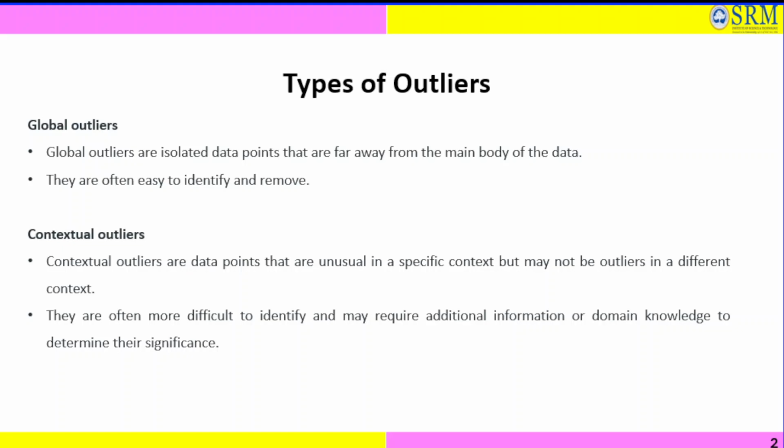So, in summary, both global and contextual outliers are data points that deviate from the expected pattern within a data set. However, they differ in terms of their ease of identification and the level of context required to determine their significance.